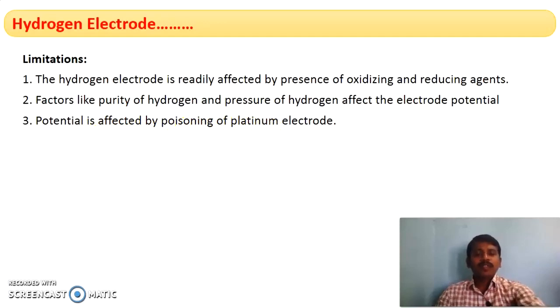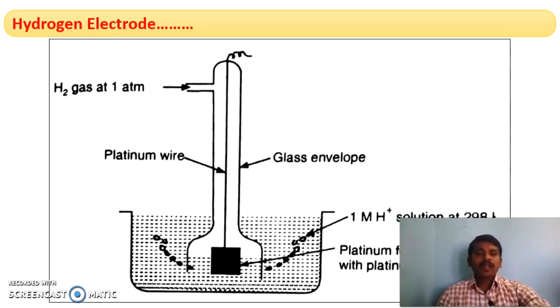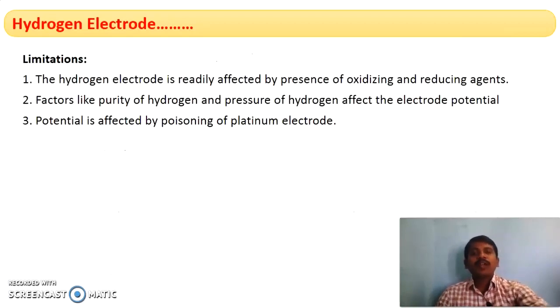The platinum electrode which we are using in the standard hydrogen electrode is generally inert. But if it is poisoned, then its inertness decreases, and it may lead to errors. So we have to make sure that the platinum strip, platinum electrode, should not be poisoned. So these are the limitations of hydrogen electrode. This is about hydrogen electrode.